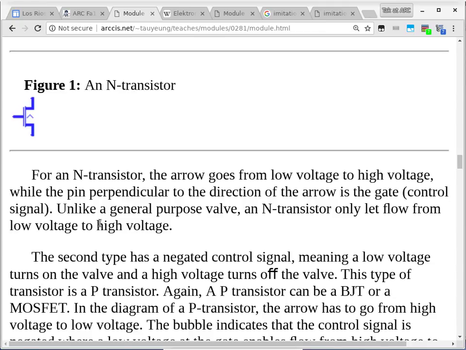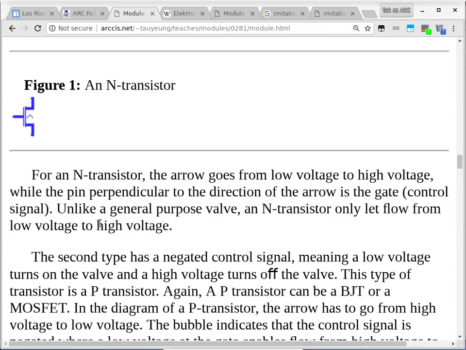So this is an N transistor. Once we have identified the names of the terminals, the next question is, how do we turn it on? How do we turn it off, right? So the gate is the control. If the gate has a positive voltage, then an N transistor turns on. If the gate has 0 volts, then an N transistor turns off.